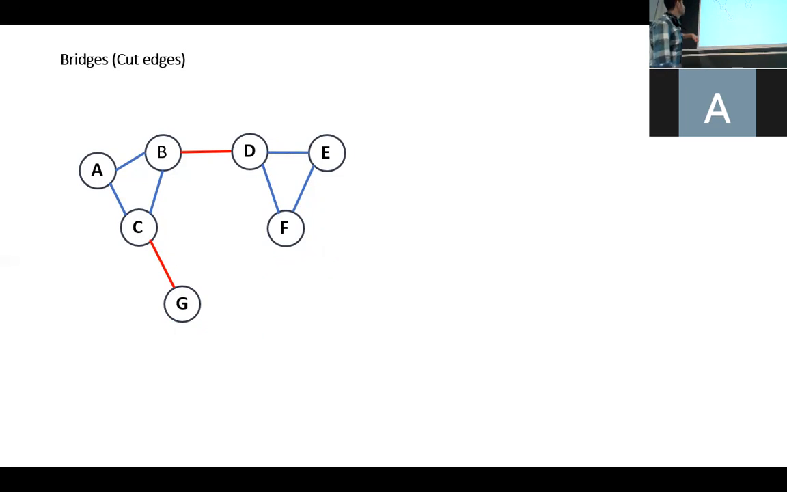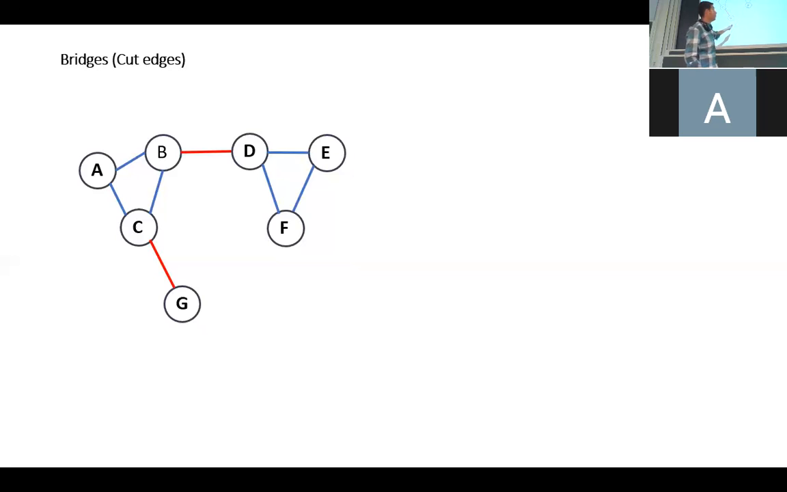Connectivity is about removing a node. If I remove D, what happens? The network becomes disconnected, right? These two become isolated, and you can't reach one node from any other node. Not connected. Yes. So one node or a group of nodes. For example, if I remove D, this will be disconnected.